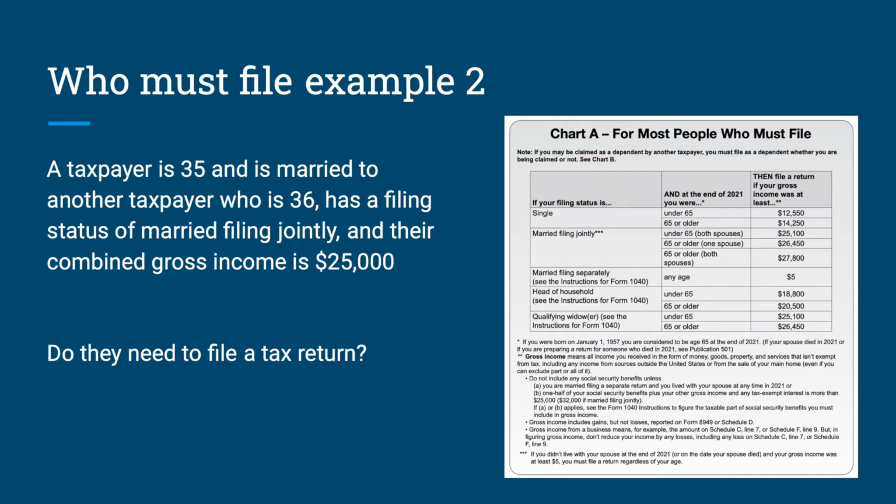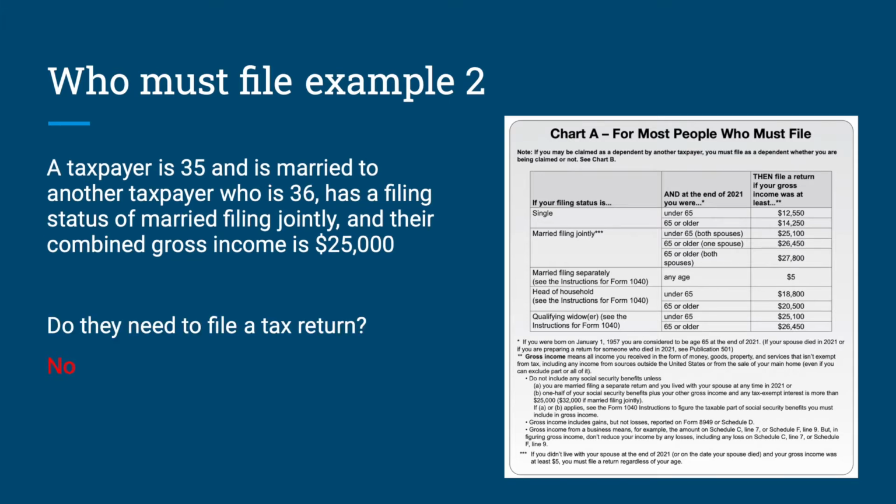So if we come here again, look here, they are under married filing jointly. They are both under 65 and their income is below $25,100. Just by a little bit, but it is below it. So do they need to file a return? No, they do not. Because again, they are under that income threshold based on their filing status and the age that they both fall under.